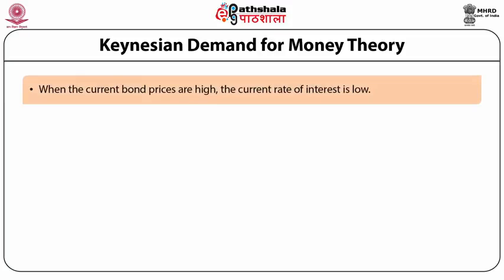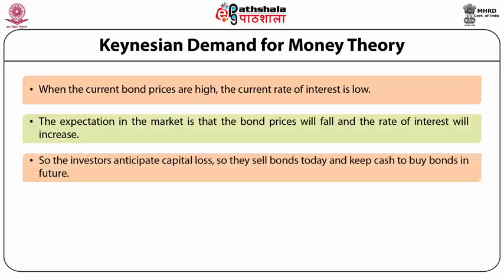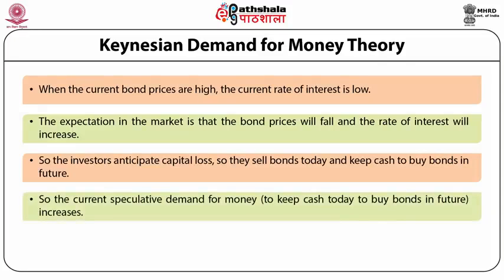When the current bond prices are high, the current rate of interest is low. The expectation in the market is that the bond prices will fall and the rate of interest will increase. So the investors anticipate capital loss, so they sell bonds today and keep cash to buy bonds in future. So the current speculative demand for money to keep cash today to buy bonds in future increases.